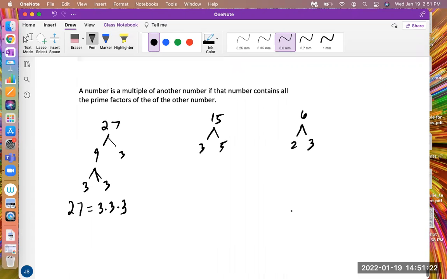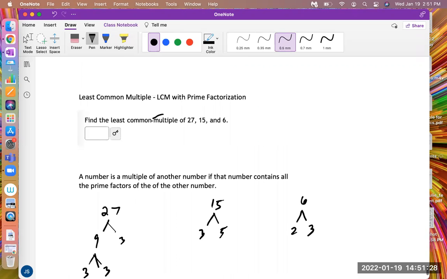Now here's where the words multiple and common come in. Multiple means when we prime factor the number, it contains all the prime factors of whatever number we want it to be a multiple of. The word common means that this particular number is going to be a multiple of this, this, and this. They're just trying to tell you it's a multiple of all three of those numbers. That's why they're saying common multiple.